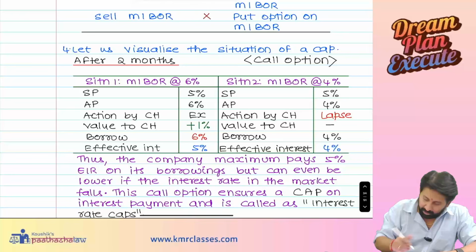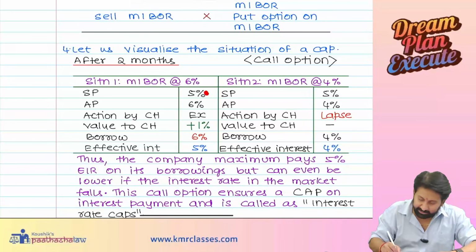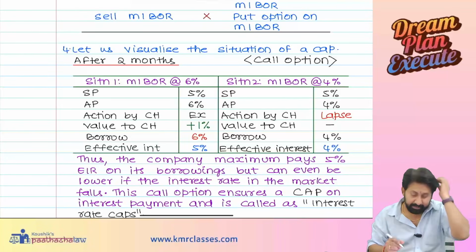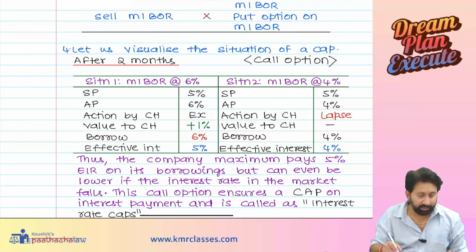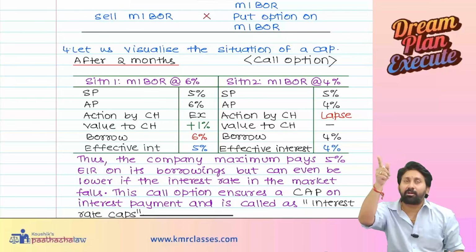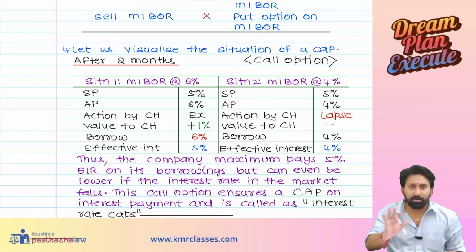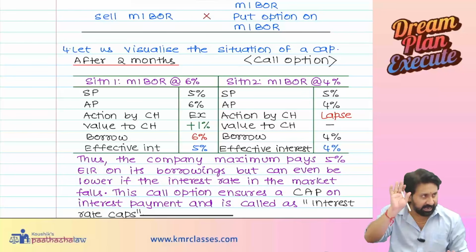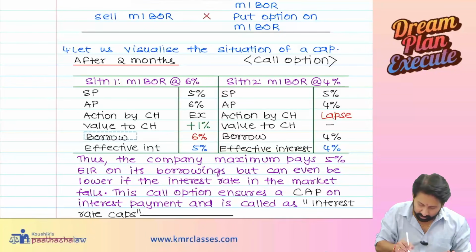So see here, what will happen? SP I locked myself at 5. AP became 6. Action by call holder: exercise, because SP is less than AP, I will exercise the option. Value to the call holder. You remember now: SP, AP, action by call holder. I am not changing the schedule. I'm not changing our pattern. We will follow the same pattern. Okay, we are not going to change it.